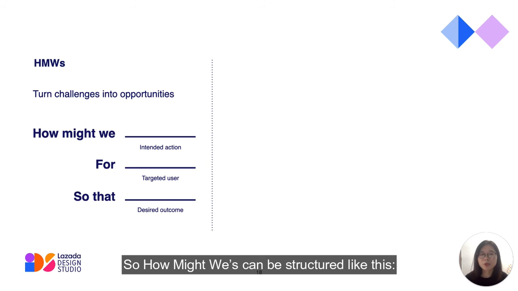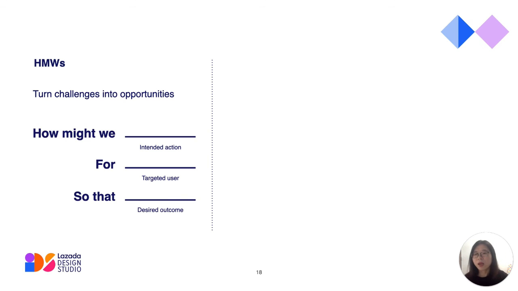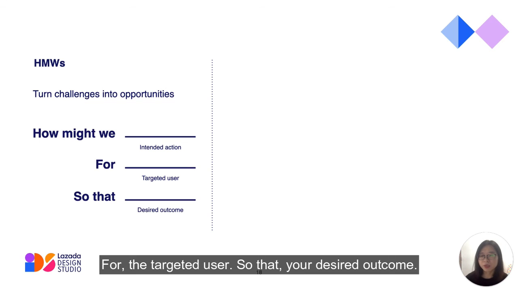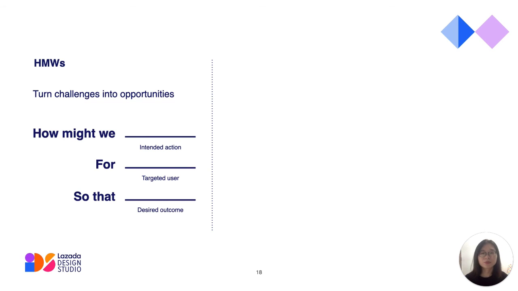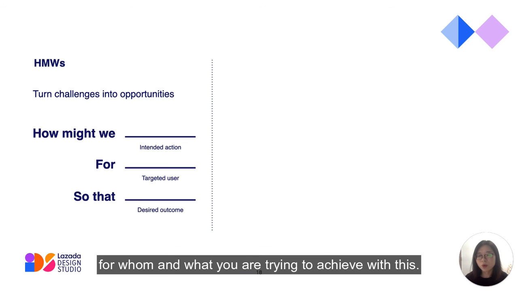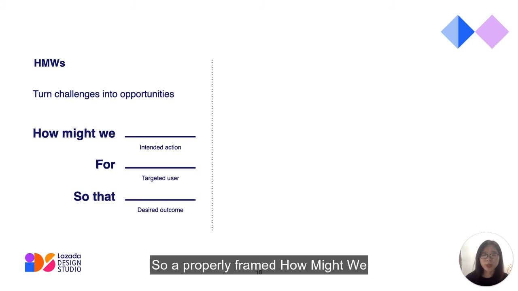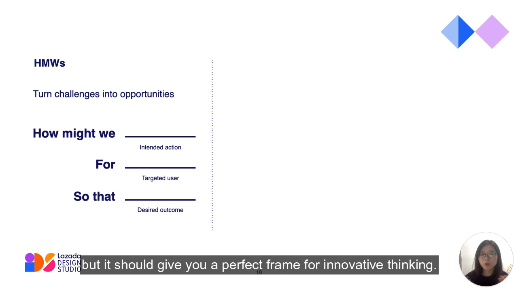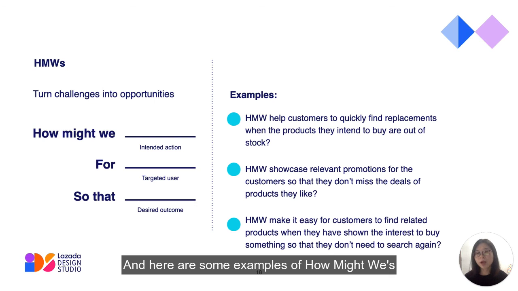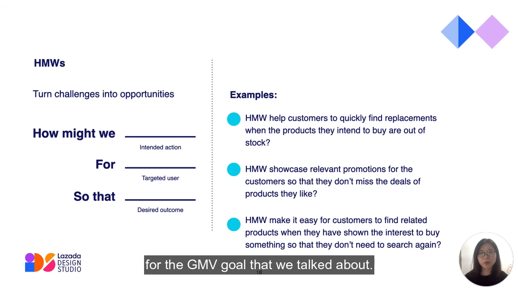How Might We statements can be structured like this: How might we, followed by the intended action for the targeted user, so that your desired outcome. You don't have to follow this strictly, but the goal is to cover what you want to do, for who, and what you are trying to achieve with this. A properly framed How Might We shouldn't suggest a particular solution, but it should give you a perfect frame for innovative thinking. And here are some examples of How Might We for the GMV goal that we talked about.